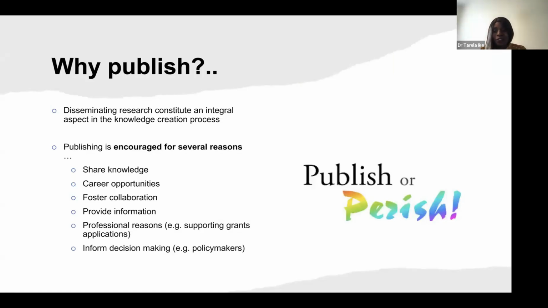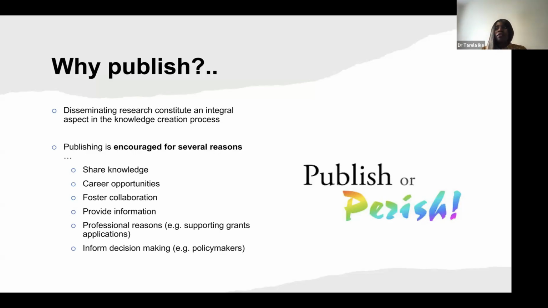Okay, so the publish or perish landscape. Why do we even bother to publish? It's already a process to do the research in the first place, but it's also a different ballgame altogether when we want to think about publishing. So why publish? There are tons of reasons why publishing is encouraged.